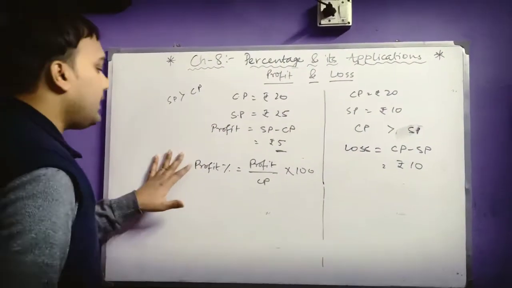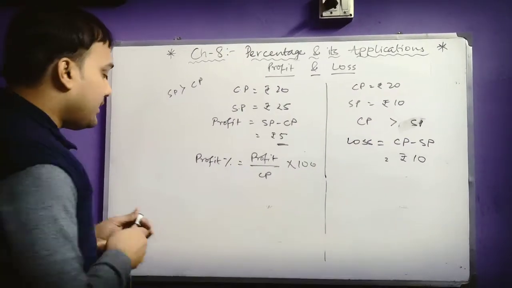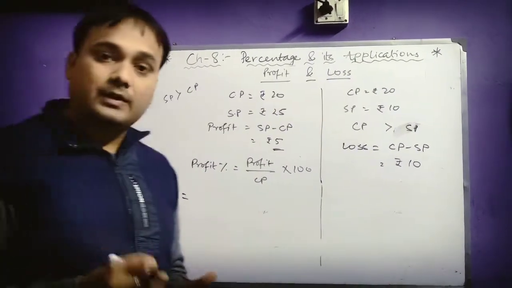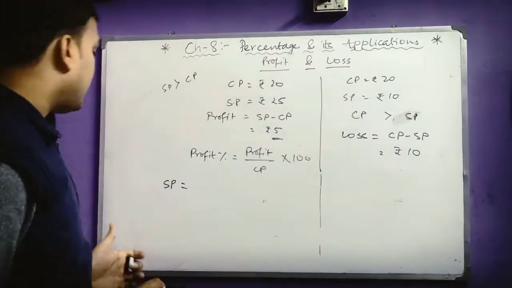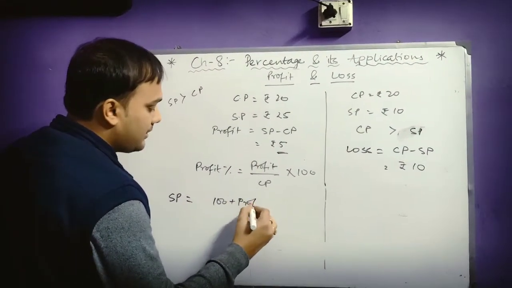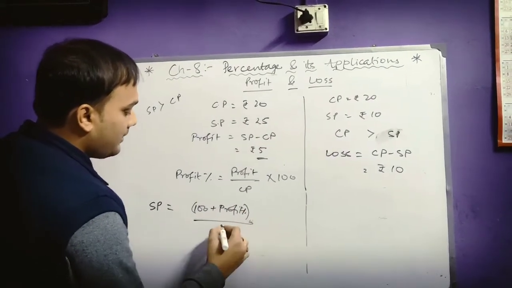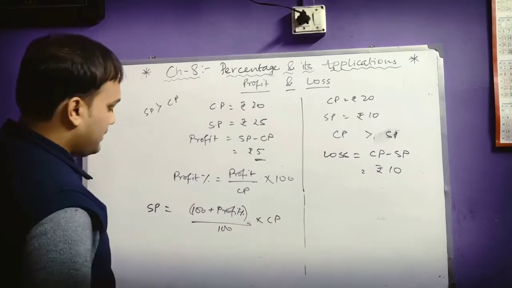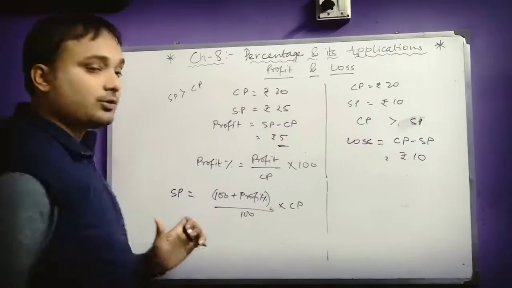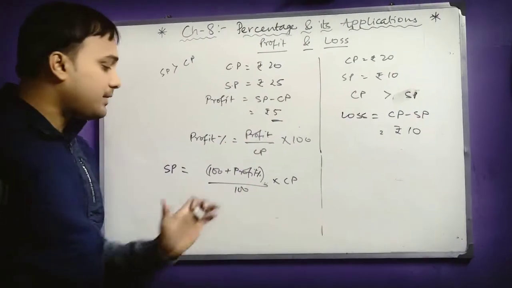So students, first you see, for the case of profit, the profit percentage is this. But in case of profit, if I don't know the selling price, I know the profit, I know the CP, but I don't know the selling price. So what will be my selling price? Selling price will be equals to (100 plus profit percentage) divided by 100, into CP. Okay, so this will give me the total SP here. So SP will be (100 plus profit percent) by 100 into CP. This will be my selling price.